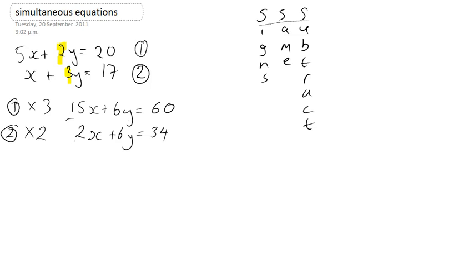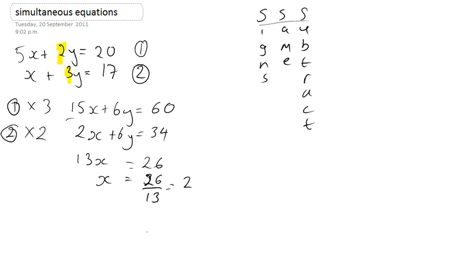So 15x minus 2x is 13x, 6y minus 6y disappears, and 60 minus 34 is 26. So x is 26 divided by 13, which is 2.